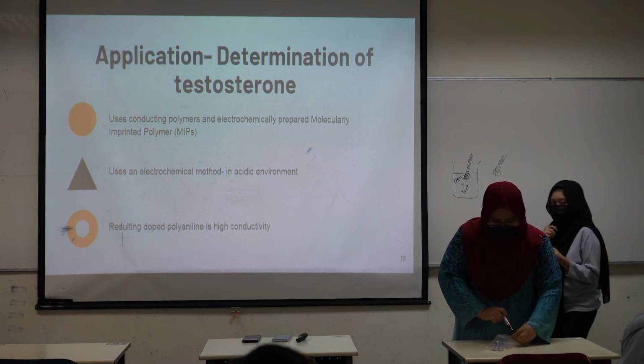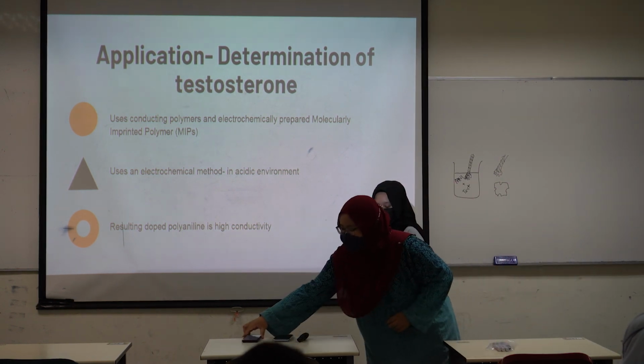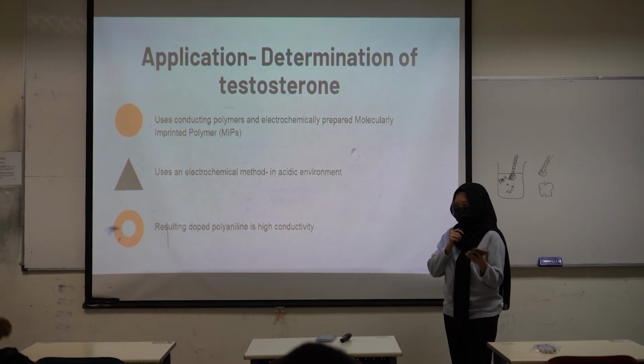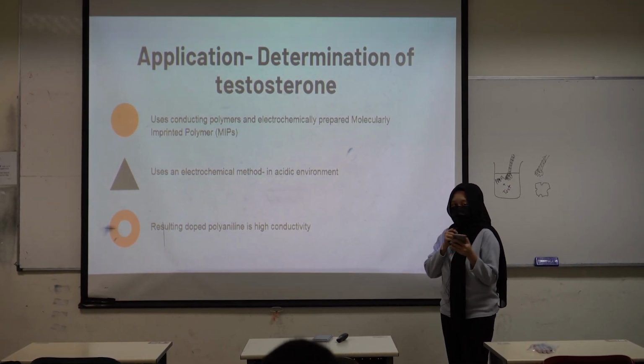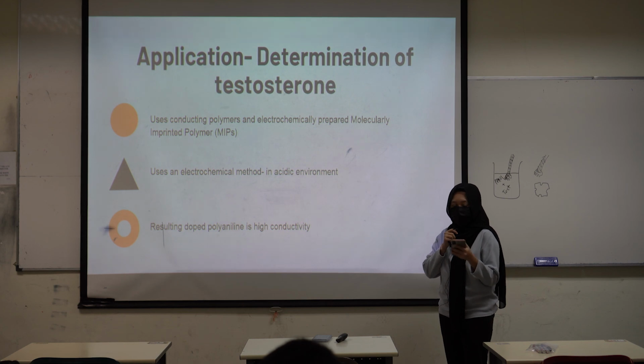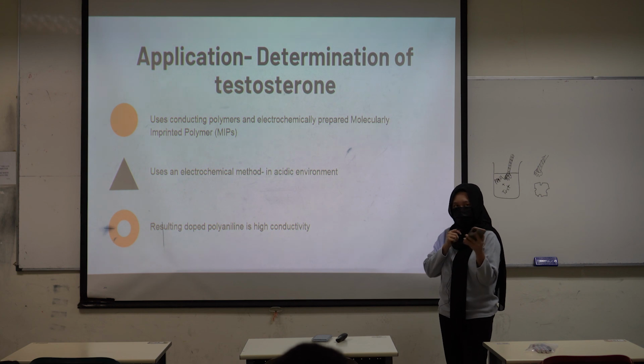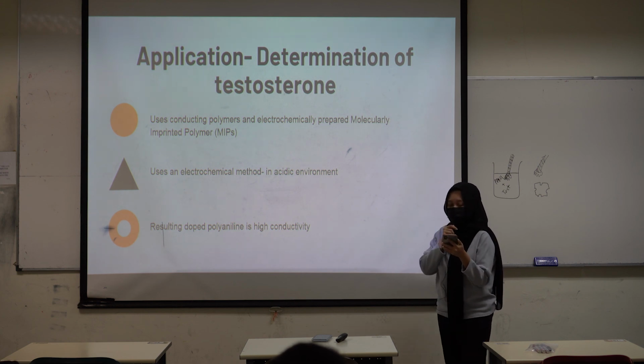Okay, so I will continue with the application of both theories. The article that we reviewed uses conducting polymer sensor-related technology and electrochemically prepared molecularly imprinted polymer. It also uses an electrochemical method to optimize the self-assembly of polyaniline by coating the electrodes to form testosterone imprinted polymer (TIECP), and the environment that is suitable for this is acidic.